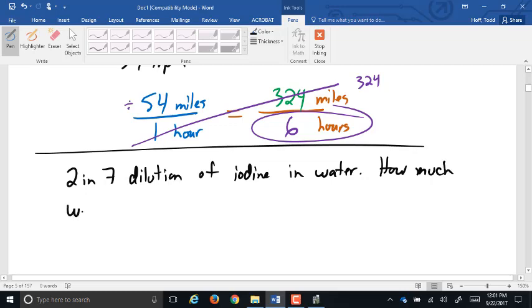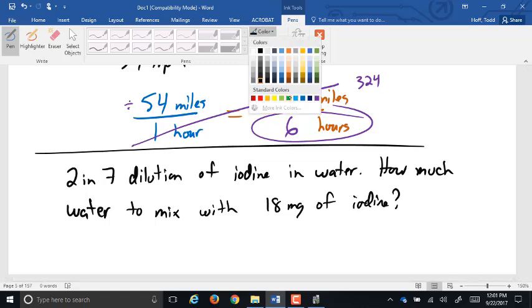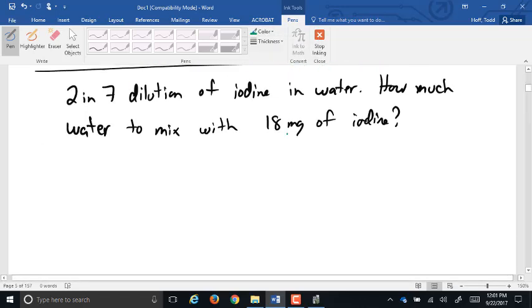How much water do you need to mix with 18 milligrams of iodine? Well, we're going to set up the ratio here. The 2-in-7 means 2 over 7.